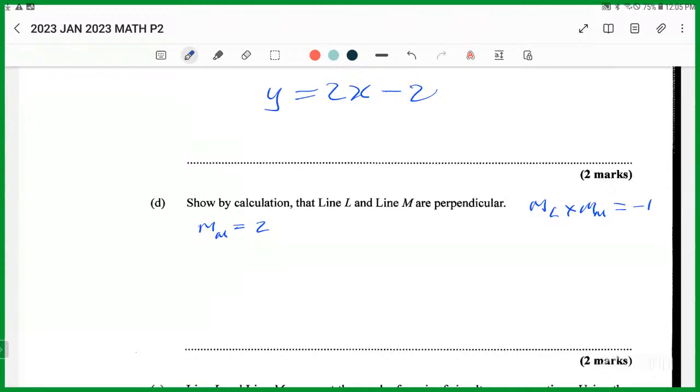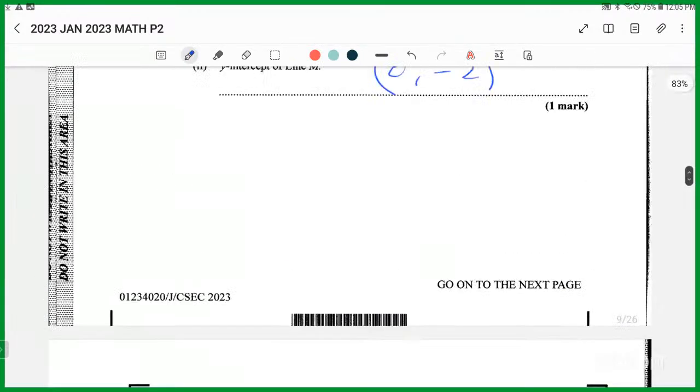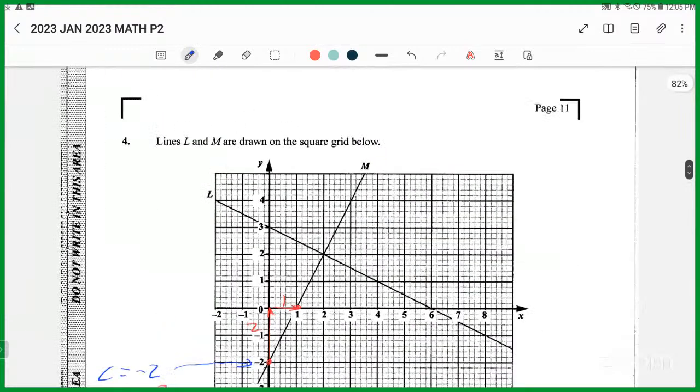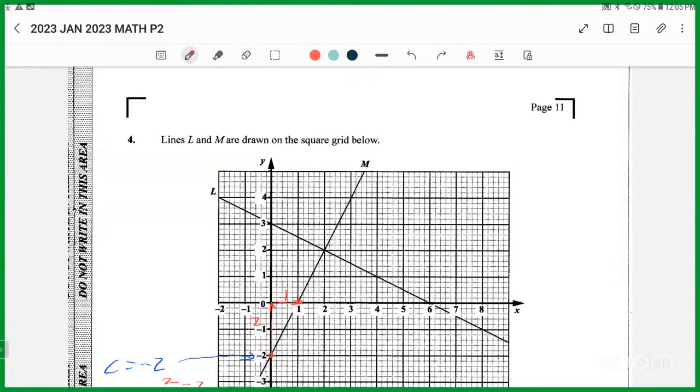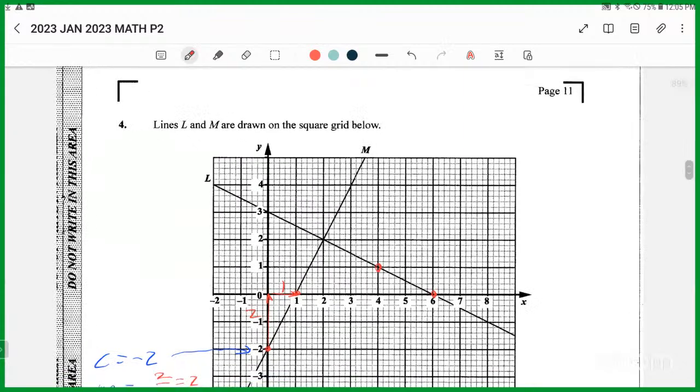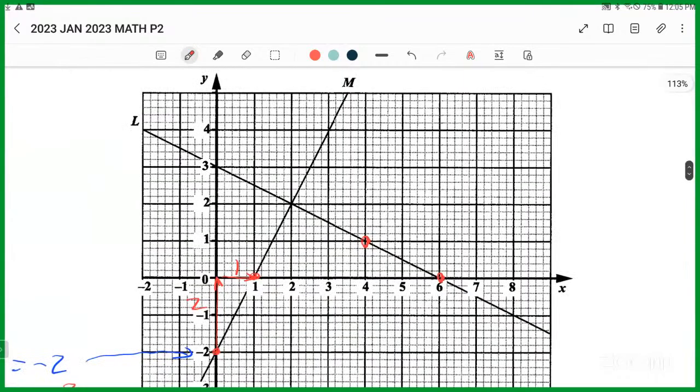Well, the gradient of line L is equal to what? Let's look at line L. We can count out the gradient from the graph, using any 2 points. For example, this point and this point. Look at it, the rise is negative 1, the run is 2. So the gradient of line L is minus 1 over 2.